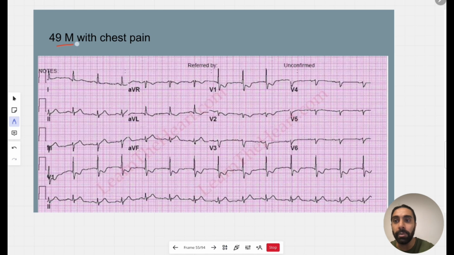So you have a 49-year-old male who's coming in with chest pain. And if you go through your systematic approach, it's a pretty normal rhythm, and there's 14 blips, so it's a normal rate.